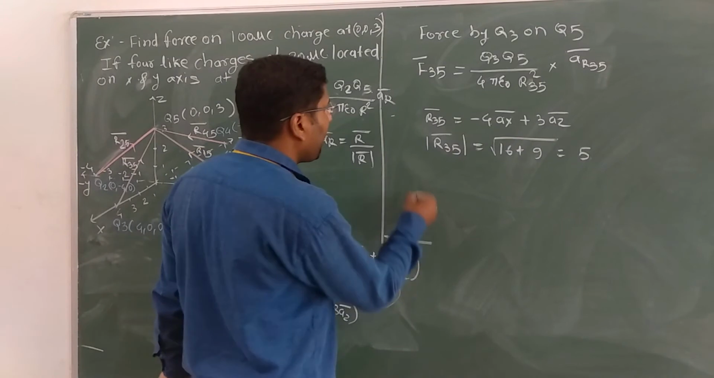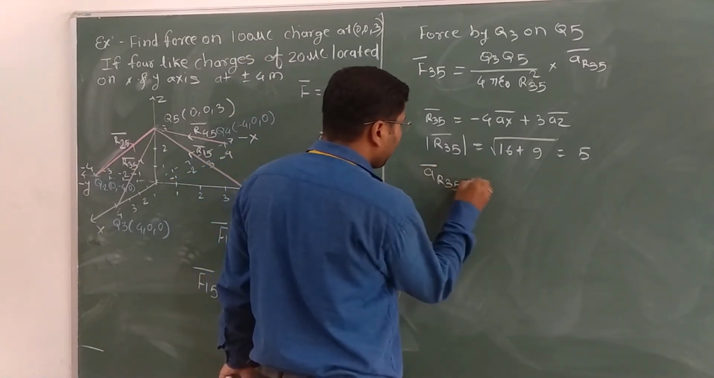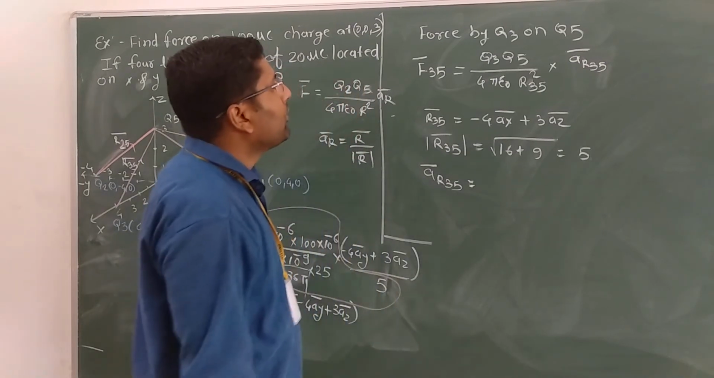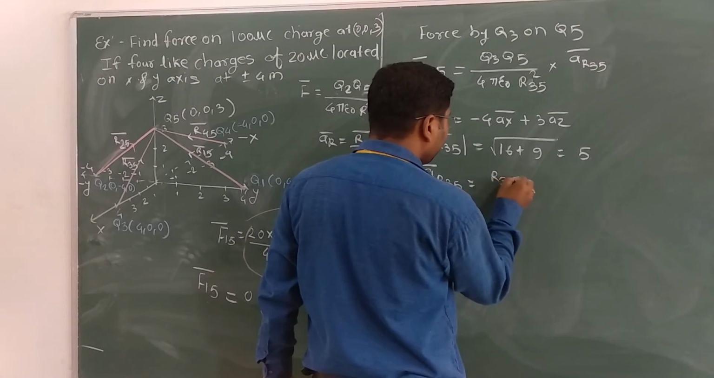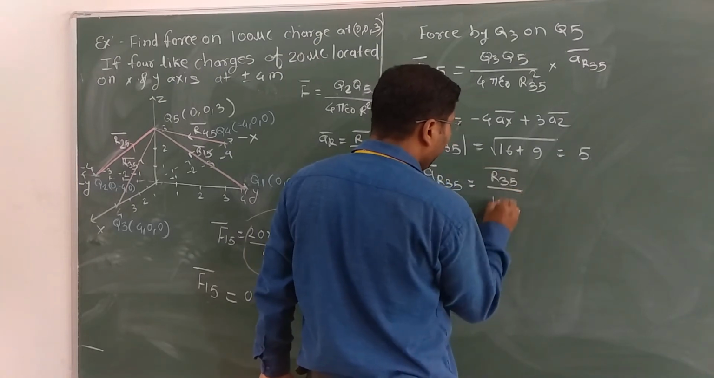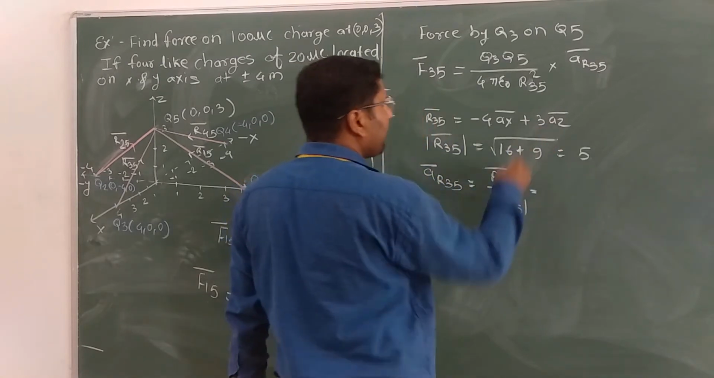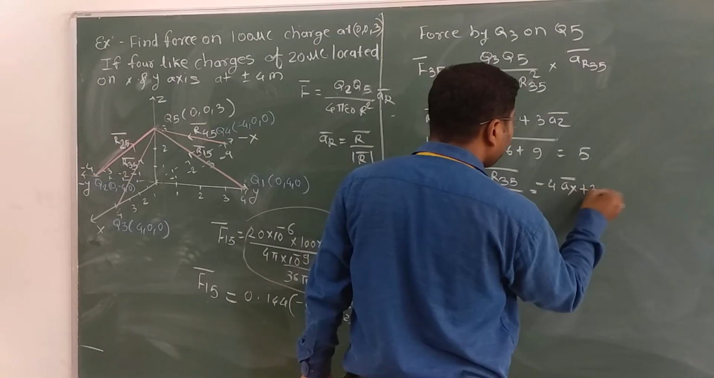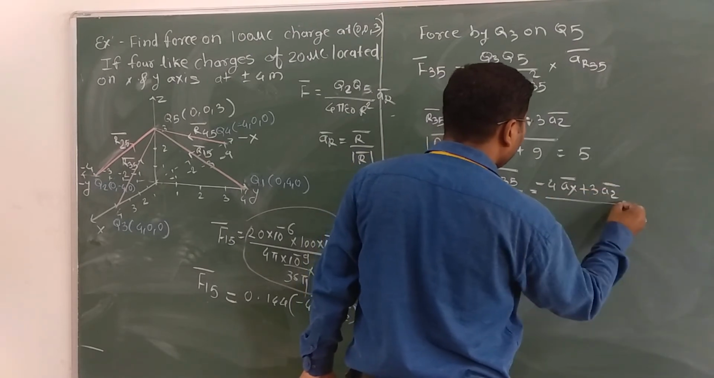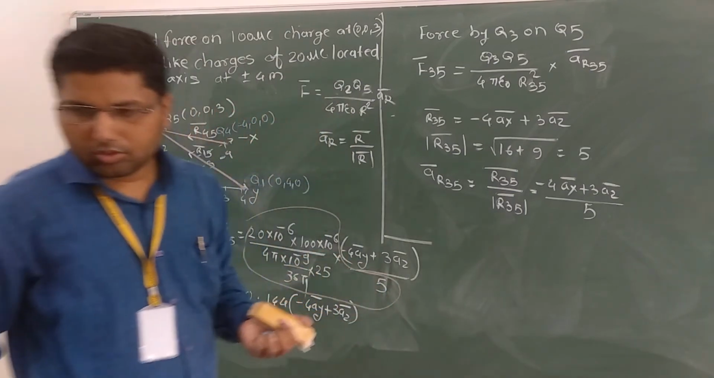So now we have to calculate AR35 bar. What is the equation? AR35 bar is R35 bar divided by the mod of R35 bar. So what is R35 bar? That is minus 4x bar plus 3az bar, divided by 5.